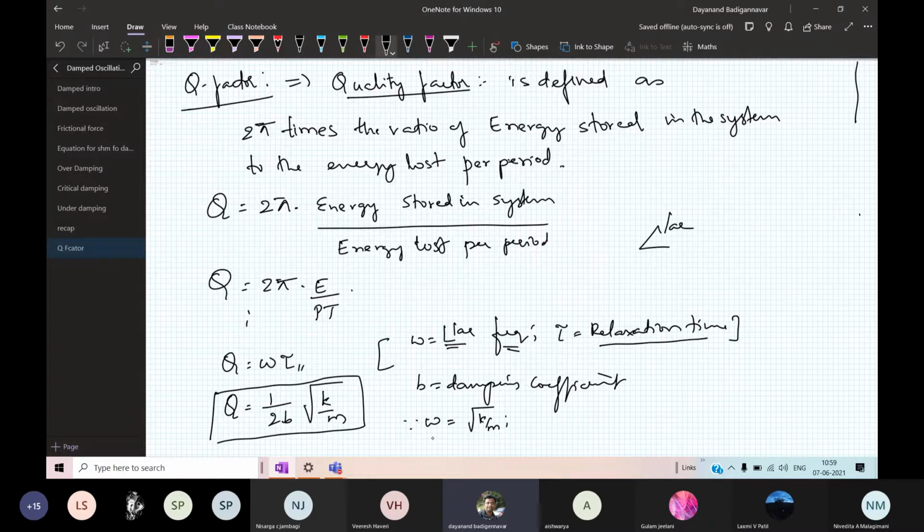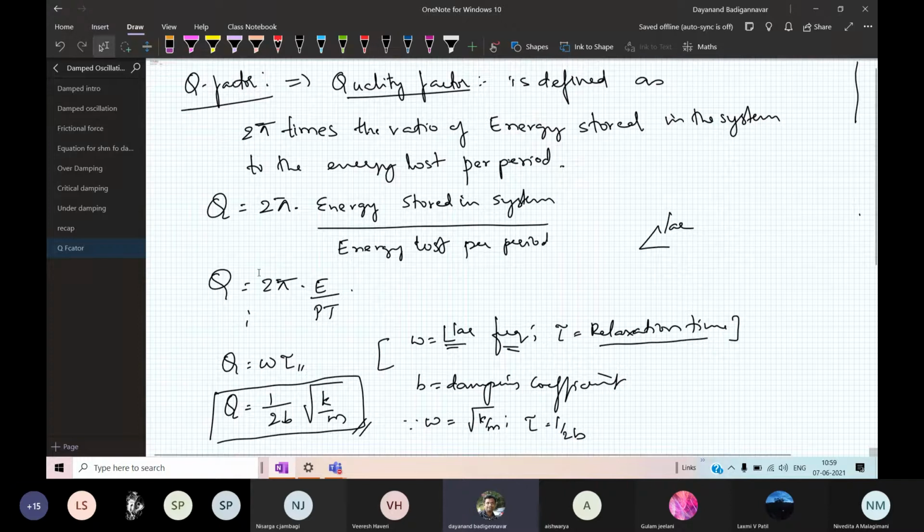B is the damping. So omega, you know that it is root of k by m, and tau is the relaxation time, given by 1 upon 2b. There is a derivation for this, but it is not necessary to go to that level. You should only know it, and we will calculate the Q factor value. If you know it, that is enough. So with this, we shall go for the next part of the syllabus.